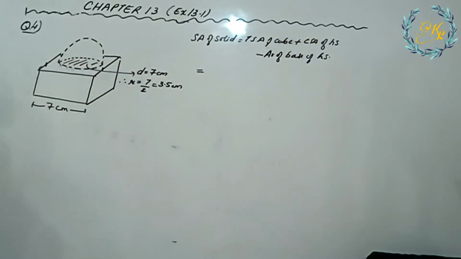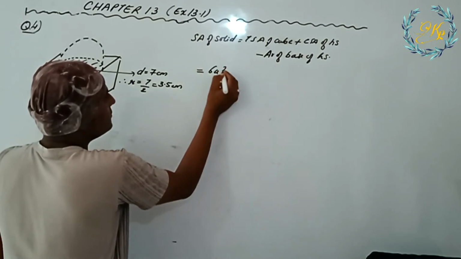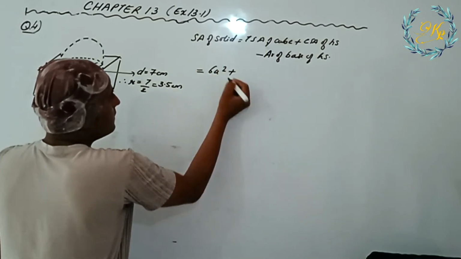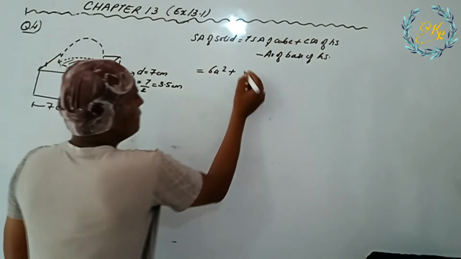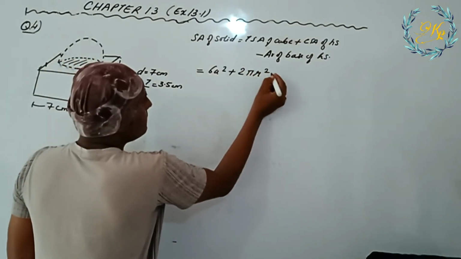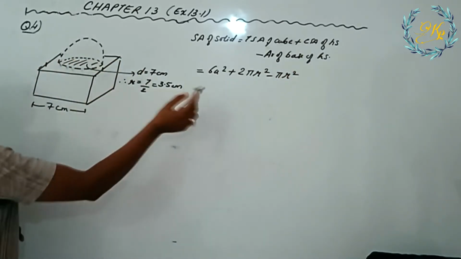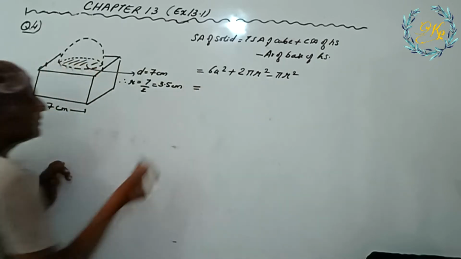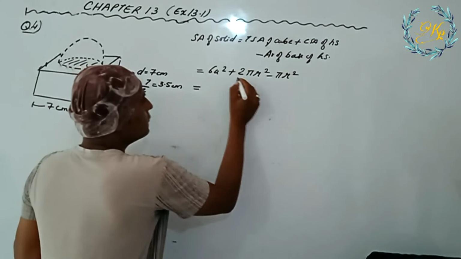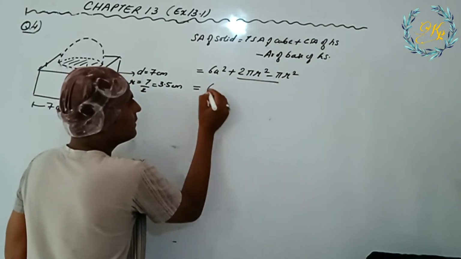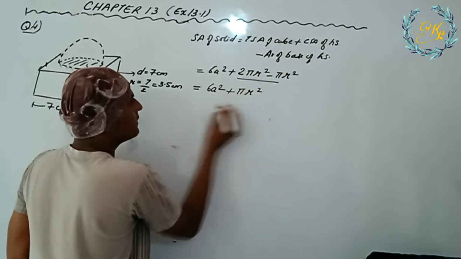Now let's write all the formulas. 6a square for that, plus the curved surface area of hemisphere formula is 2 pi r square, minus area of base that is equal to a circle, that is pi r square. Okay, I suppose we can also solve this value directly here. 2 pi r square minus pi r square, this will give you 2 minus 1 pi r square.